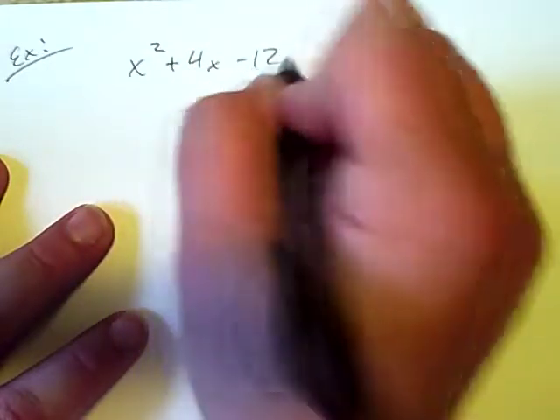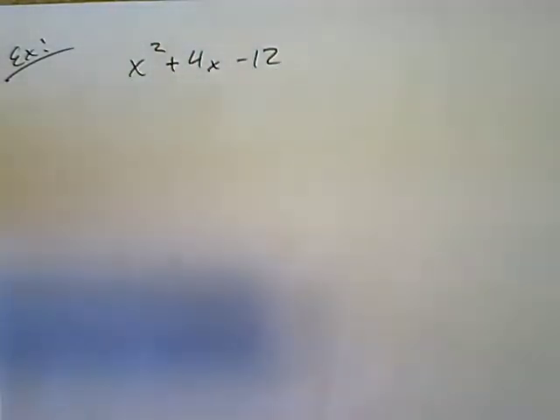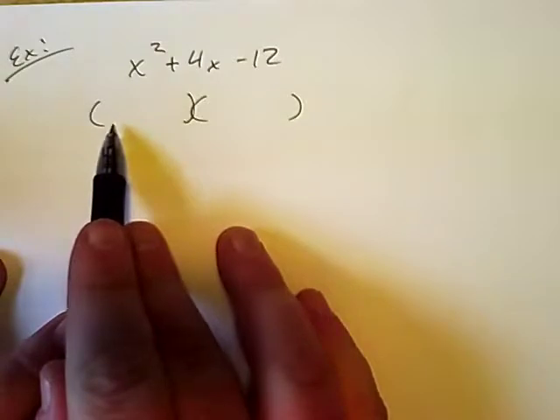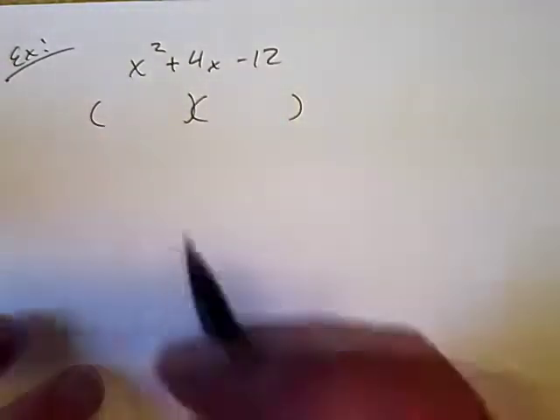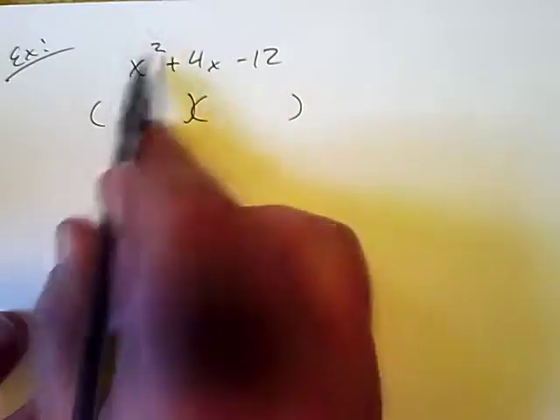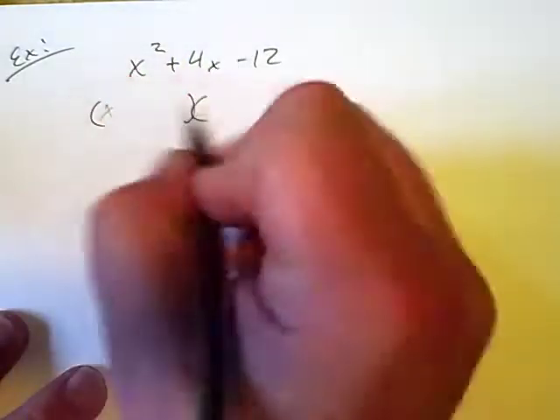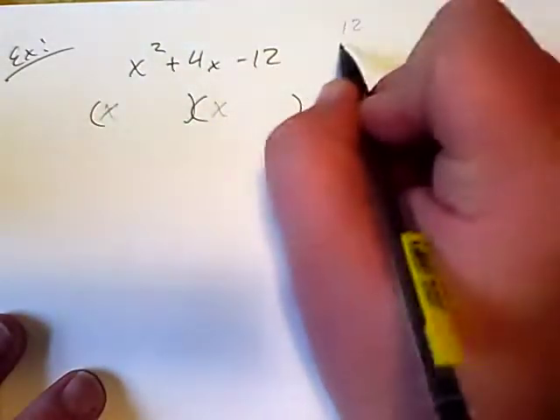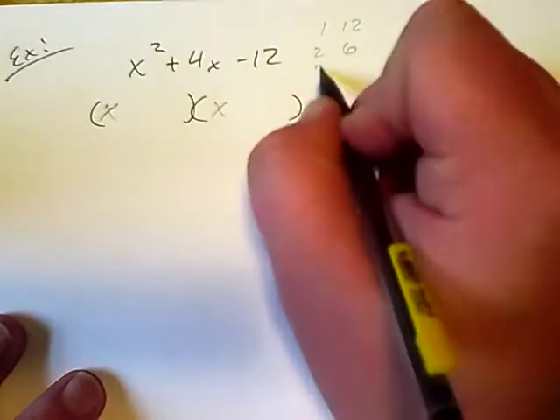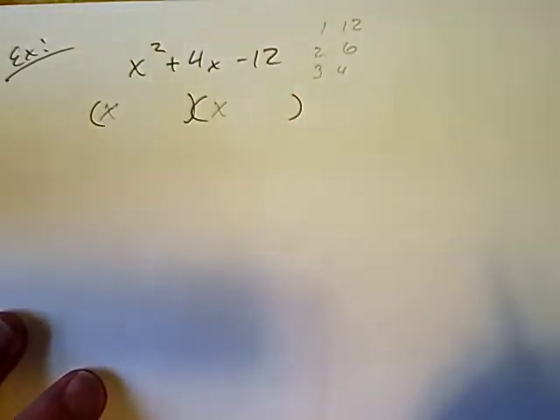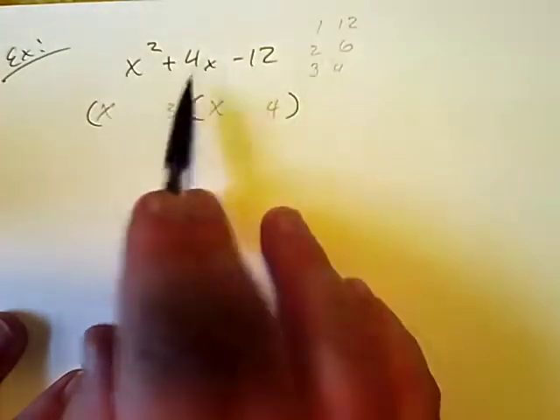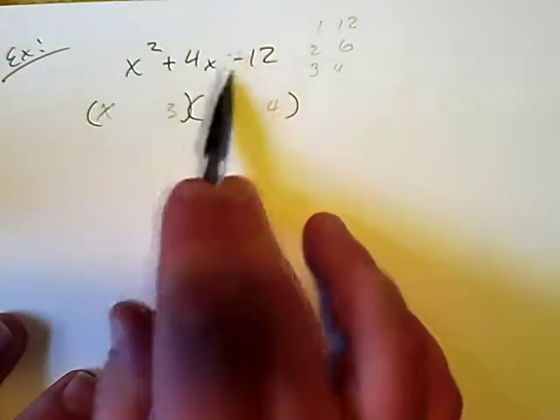If I have x squared plus 4x minus 12, well, okay. I know I need to get my binomials put together, all right? So x squared, the only combination for these two terms to give me an x squared is x times x. So I know the x's are going to go here. Now I go to my 12. I have 1 and 12, 2 and 6, 3 and 4. All right? So I want to start with the ones that are closest together. So 3 and 4.